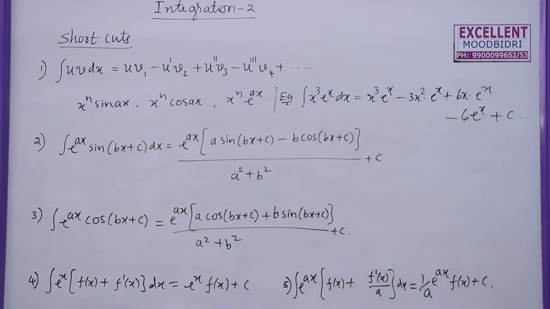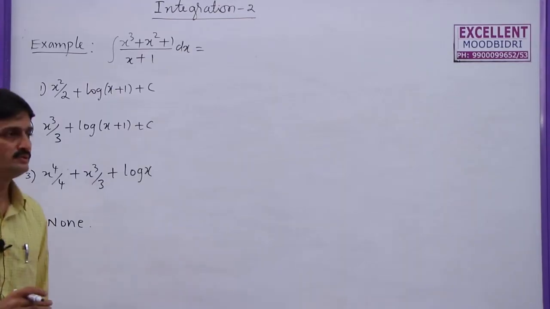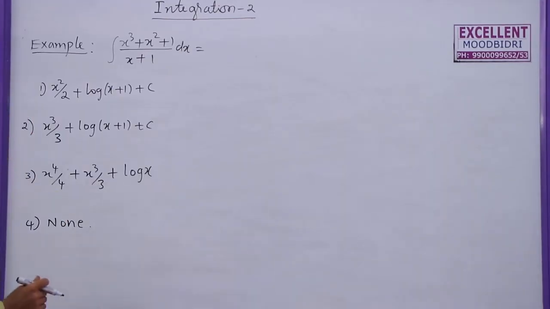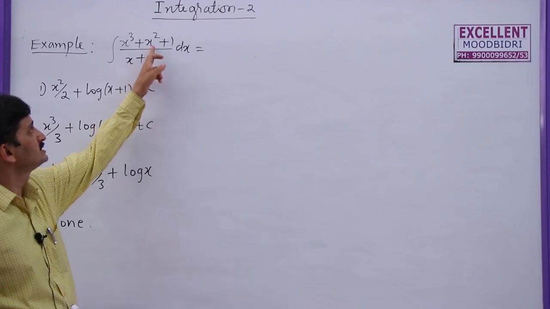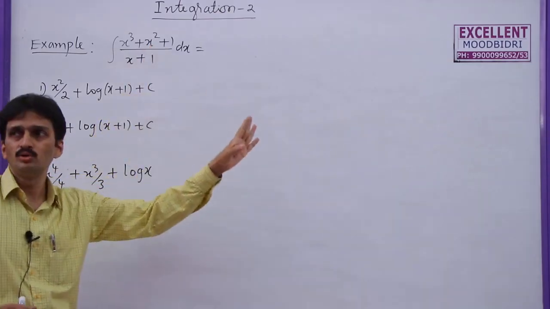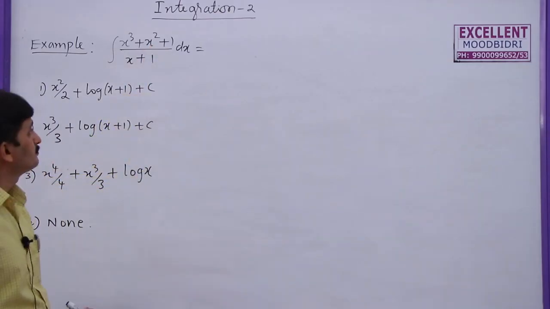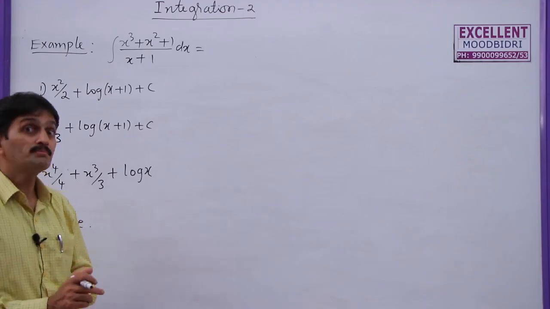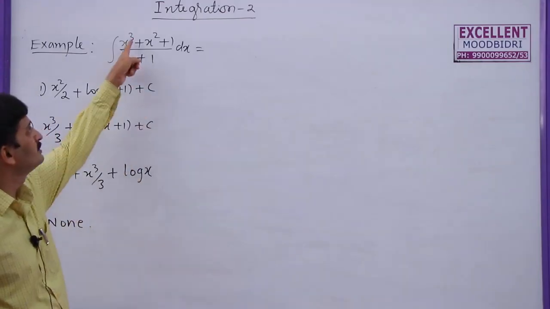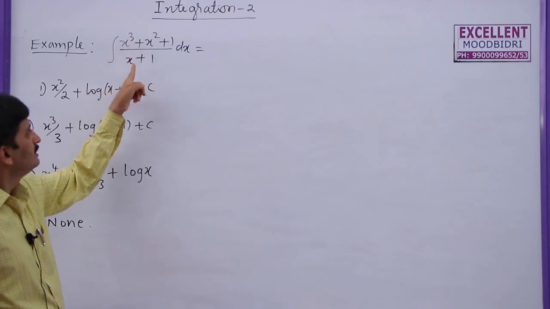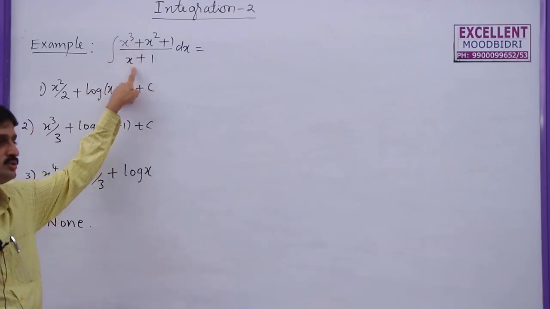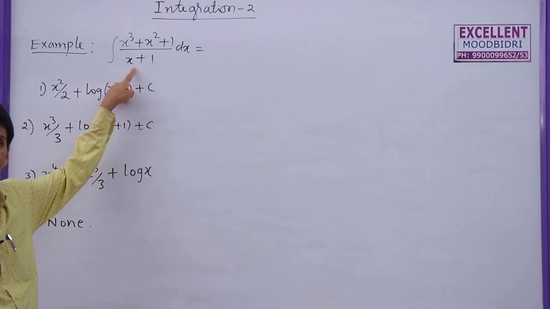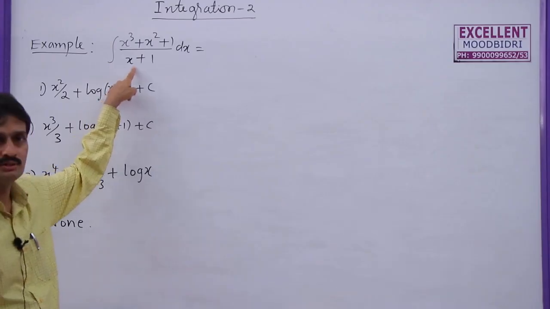Okay, we shall now solve a few problems. First one, integration of x cube plus x square plus 1 by x plus 1 dx equals. Now look at this problem. This is an improper fraction because the degree of numerator is 3 and the degree of denominator is 1. So the degree of numerator is greater than the degree of denominator, an improper fraction.